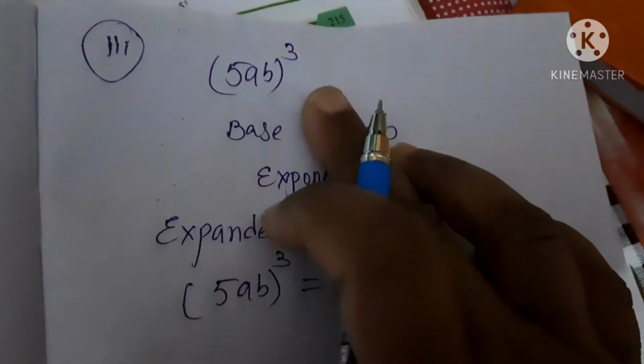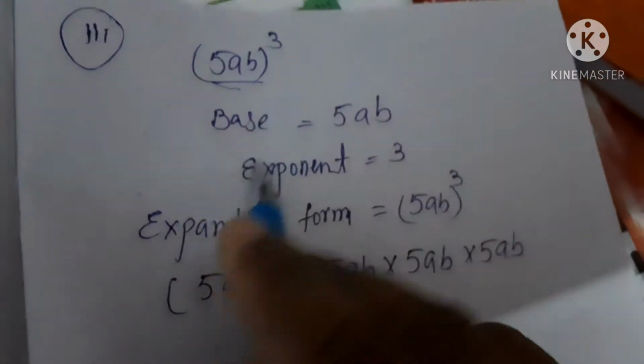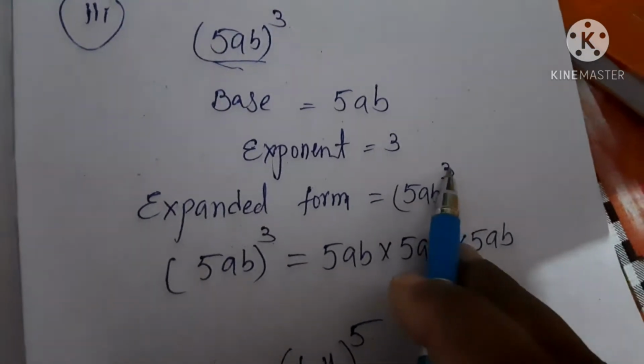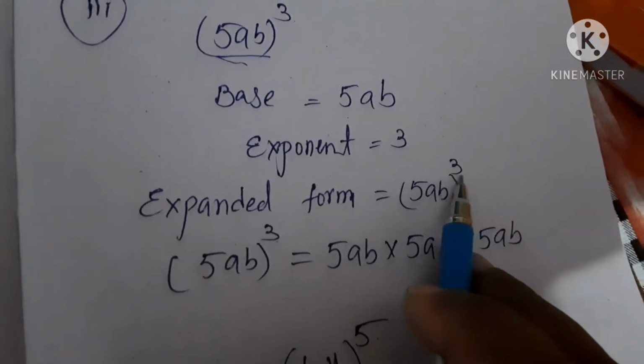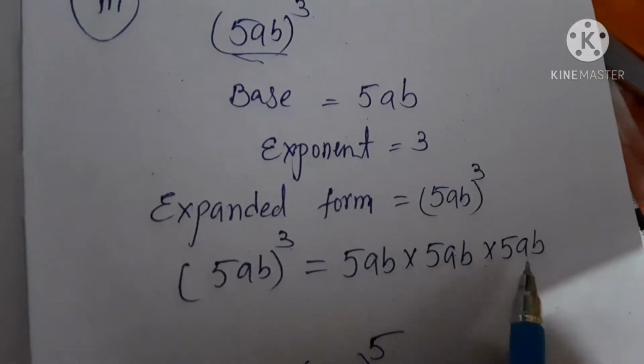Third one, (5ab) whole power 3. Here the base is 5ab and the exponent is 3. Expanded form: how many times does it repeat? 3 times. So (5ab) whole cube equals 5ab into 5ab into 5ab.